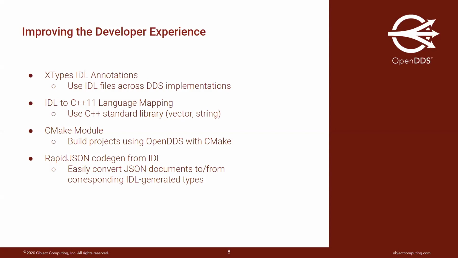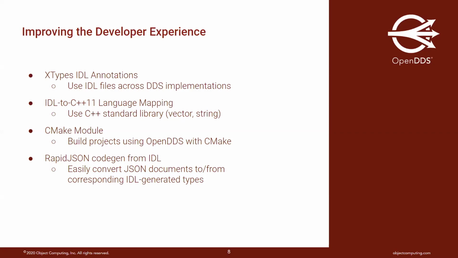And so our first major feature here is XTypes IDL Annotations, which does allow one to use IDL files across different DDS implementations. But if you're not doing that and just using OpenDDS, this is still a very important feature and useful and powerful. So we'll see an example of that in a second. The second one is support for the IDL to C++11 language mapping. We've always had the IDL to C++ language mapping, but now this is an additional option for code generation. And we'll get into some of those examples in a moment also.